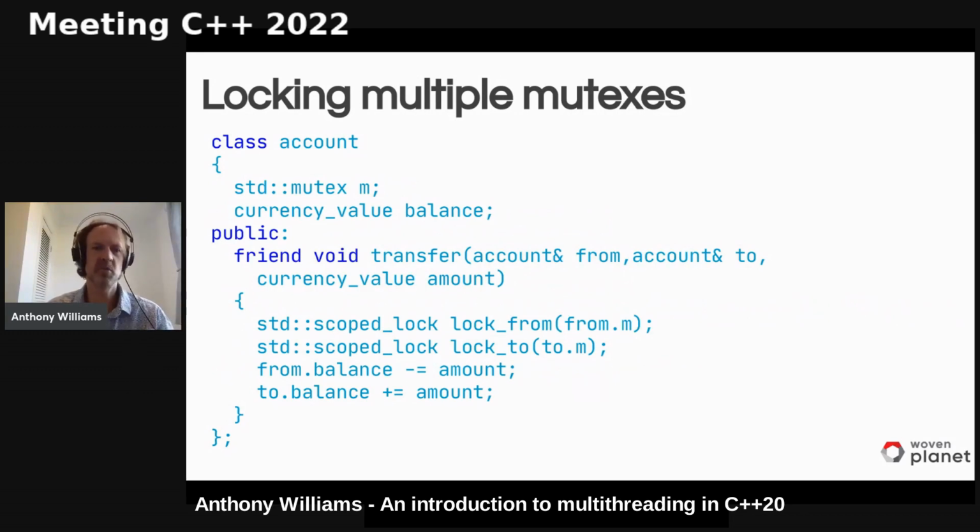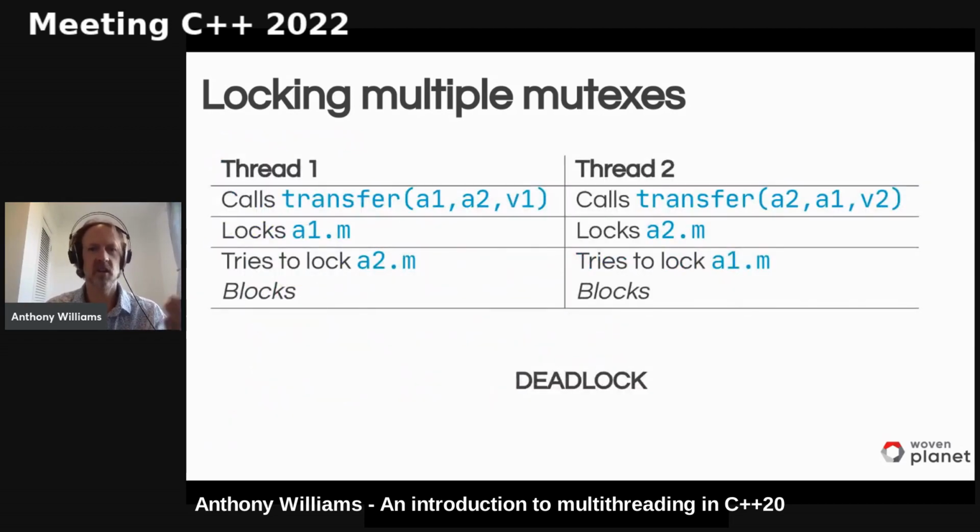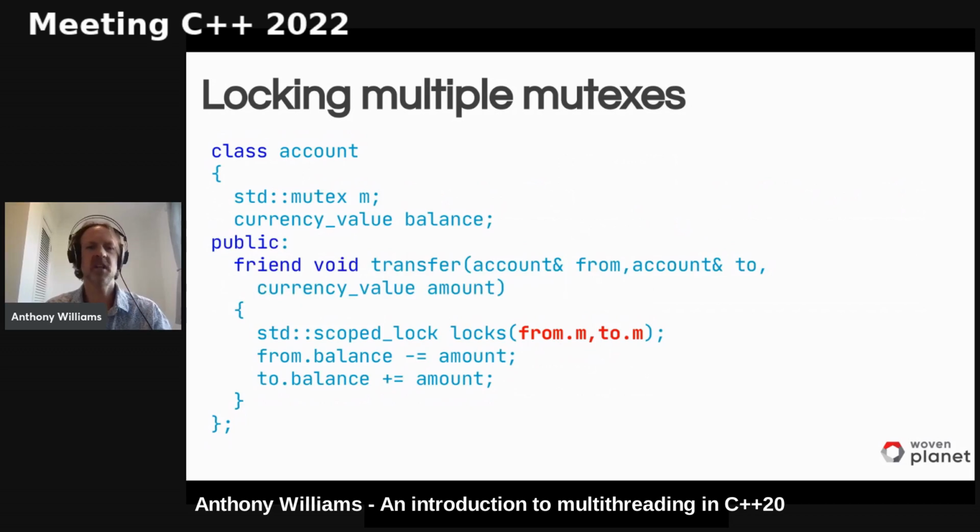Beware when locking multiple mutexes. You might think, okay, well, we've got a mutex and a value in 2 accounts. We're trying to transfer data. We lock both of them one at a time. That leaves you open to classic deadlock. Don't do that. 2 calls to transfer lock them in opposite orders. Deadlock. If instead you just pass both of them to the same scoped_lock instance, it sorts it out. Runtime library magic just makes it work.